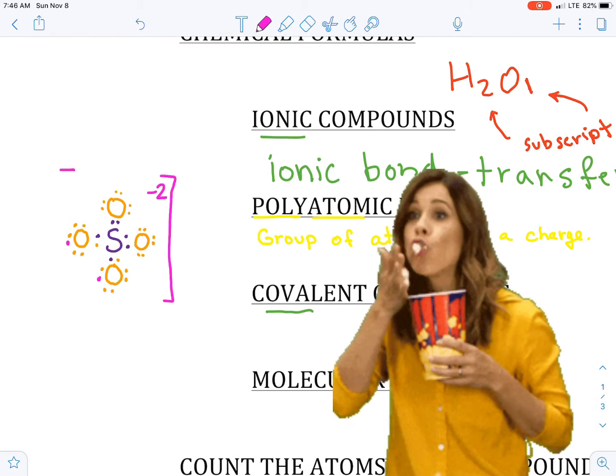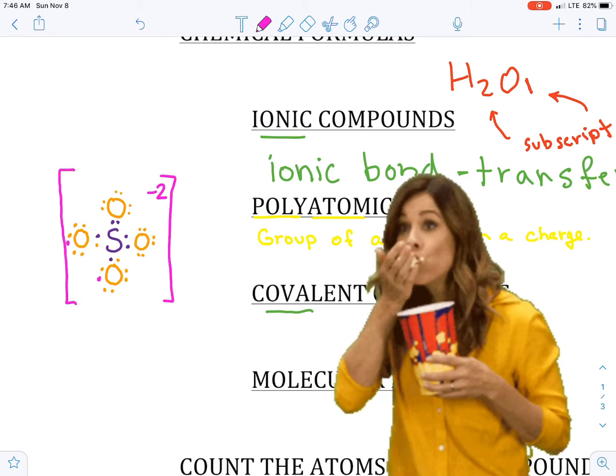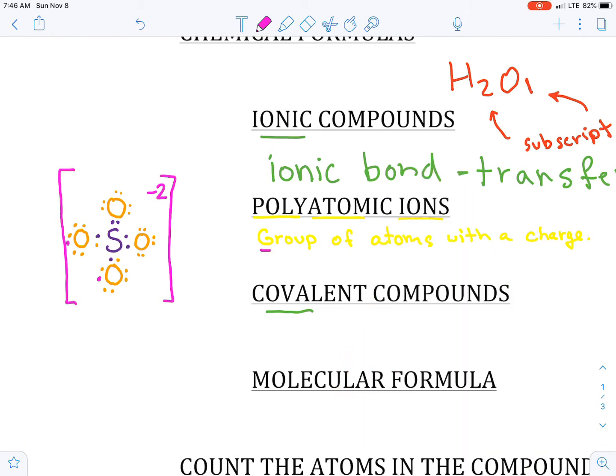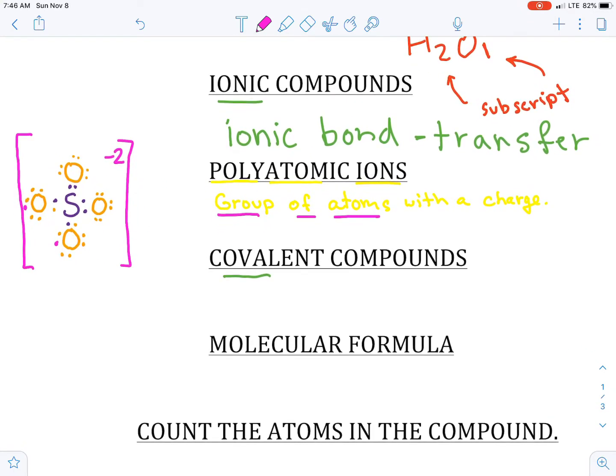And I know what you're saying. Mr. Arnold, what were you even talking about? Well, I was talking about a group of atoms, SO4, that just happens to have a charge, -2.